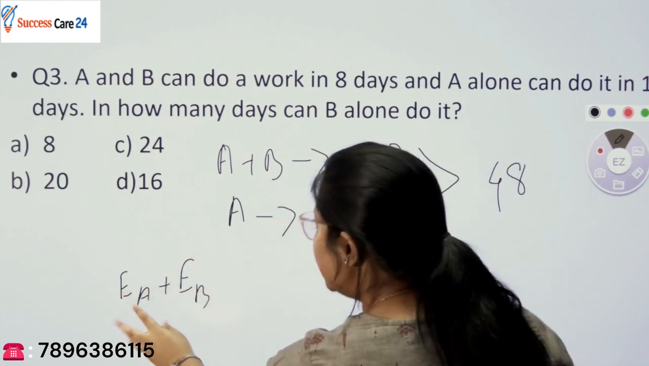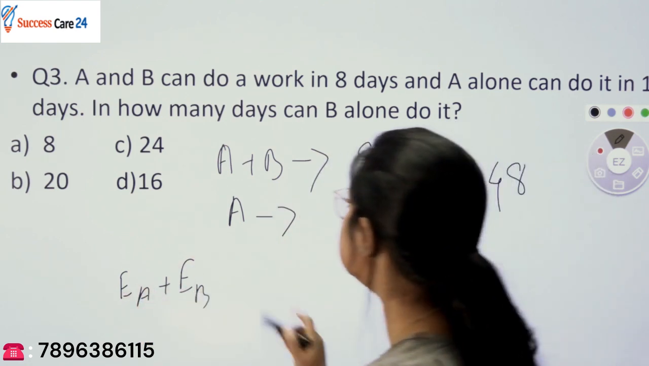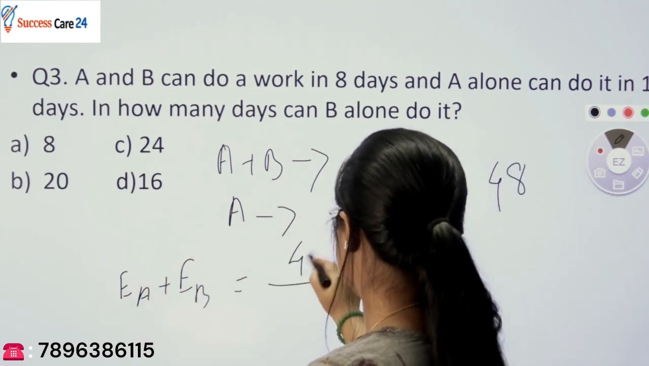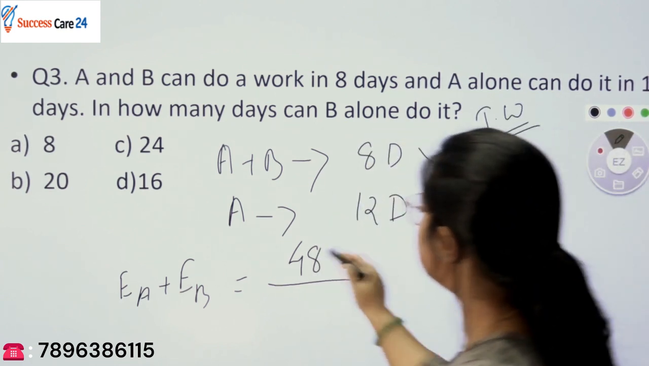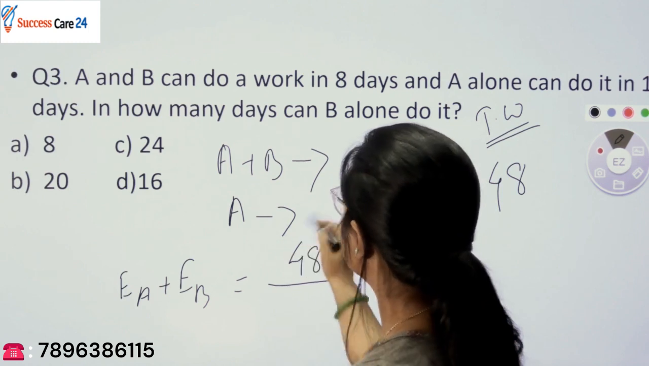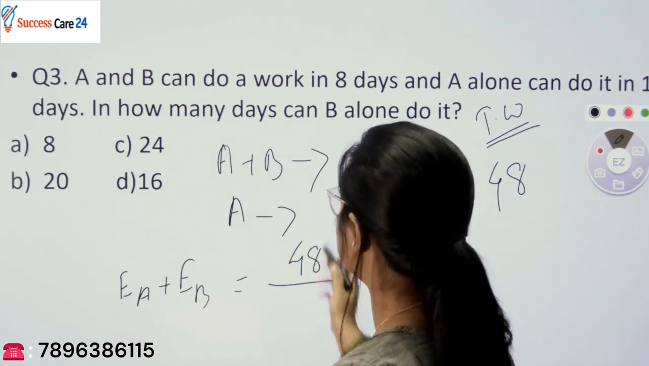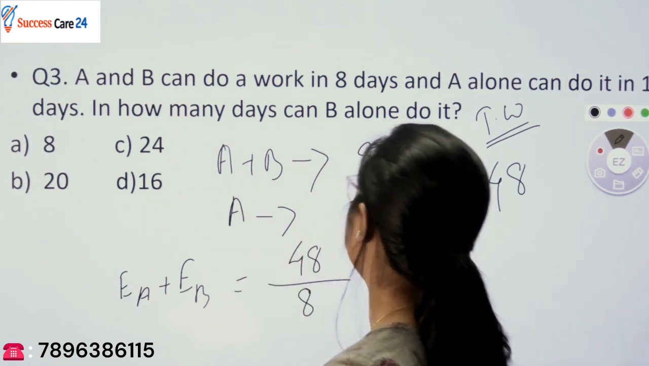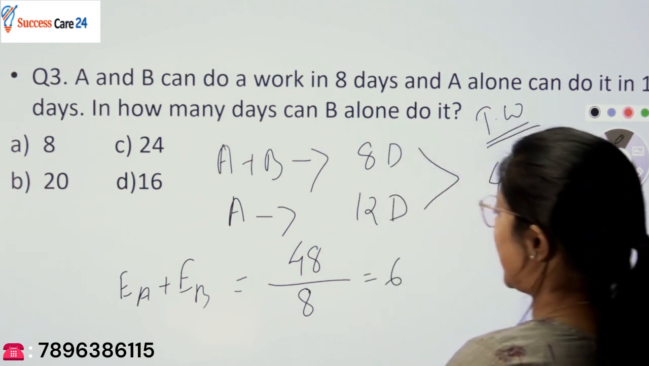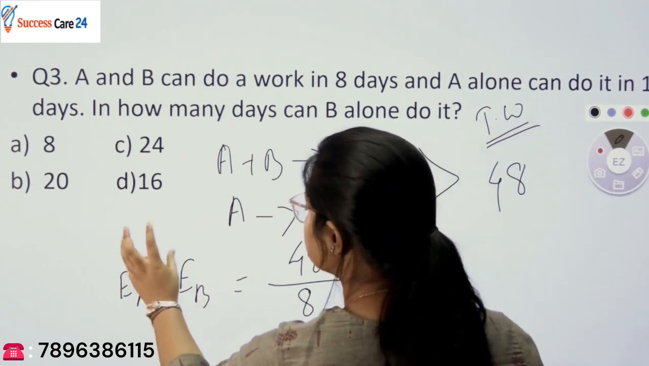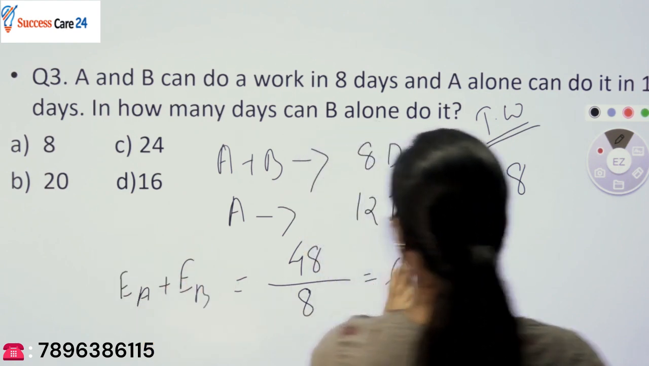That means the combined efficiency of A and B will be how much? Total work, because this LCM denotes nothing but total work. So this total work divided by the total days taken by both of them. So 8 days they require. Alright, so this will give 6. So the combined efficiency of A and B we get as 6.